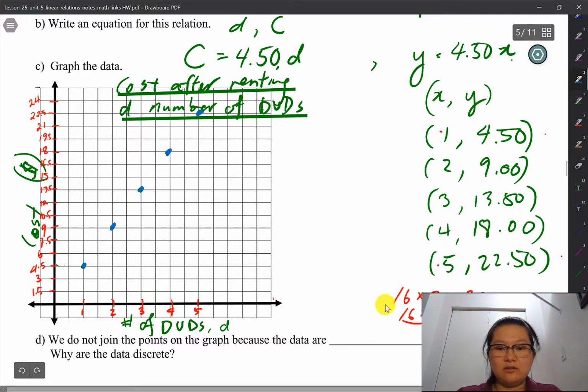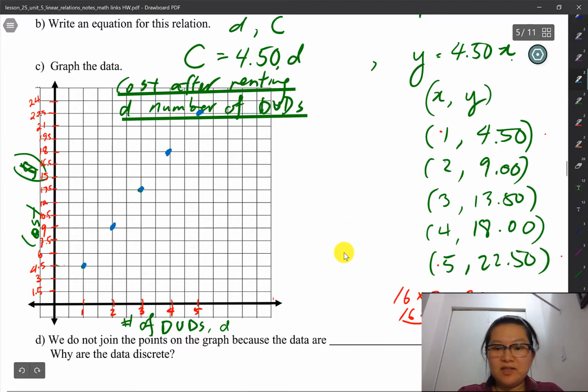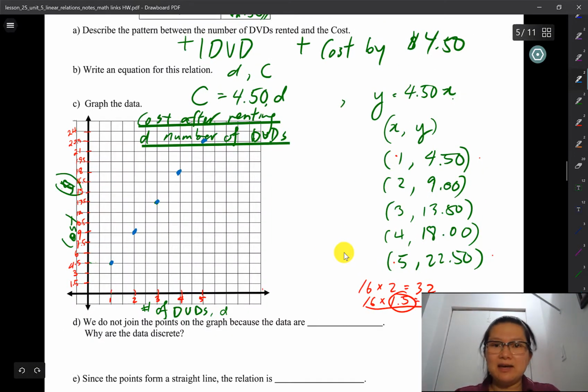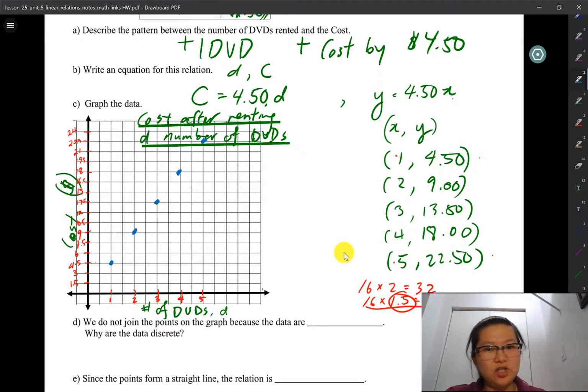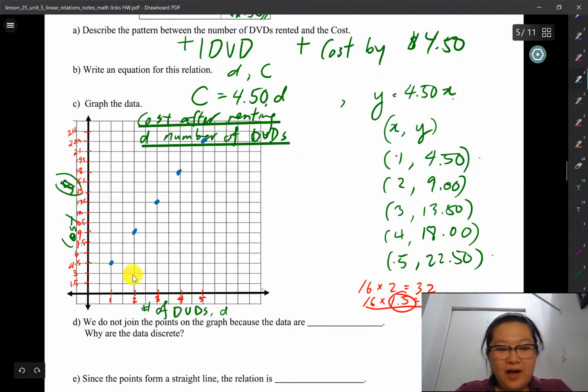So here's the next question. Like my previous example with the distance and the time, can we draw a line through all my dots to show the relationship? If you say no, you are correct. Why are you correct? Because if I drew a line through all these dots, then I'm saying that it's possible to rent 1.5 DVDs. If I rent 1.5 DVDs, that's going to cost me, I don't know, something along $7 or something. Which, you can't really do that.